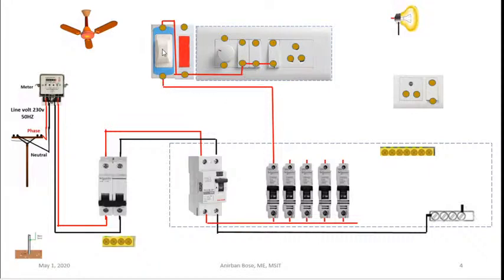So in case of a fuse, from one end it is going, from the other end it is taken. Indicator, one end of the indicator, one end of the switch, one end of the switch, one end of the switch, all these are connected in series through the phase line.